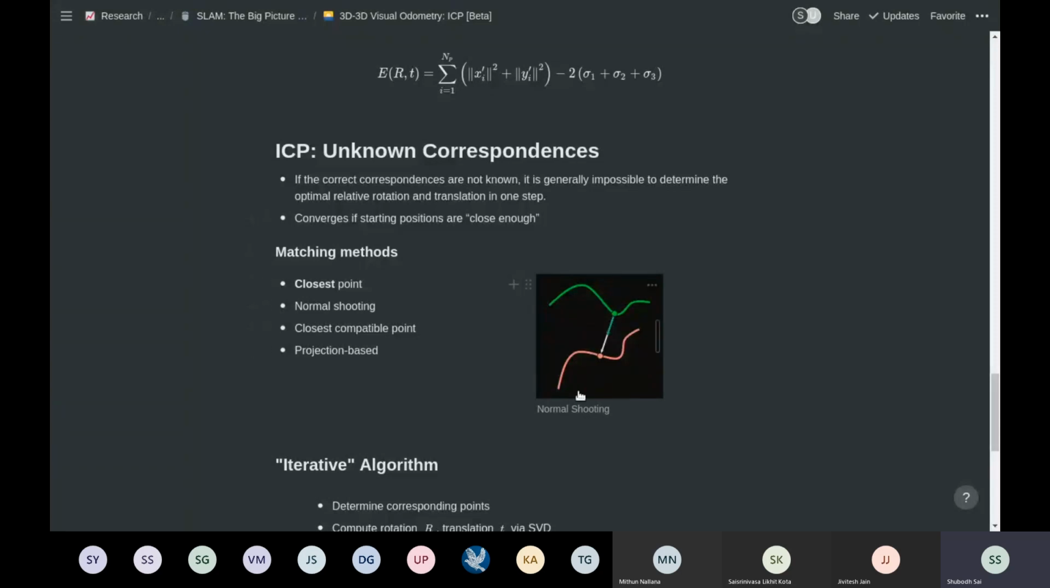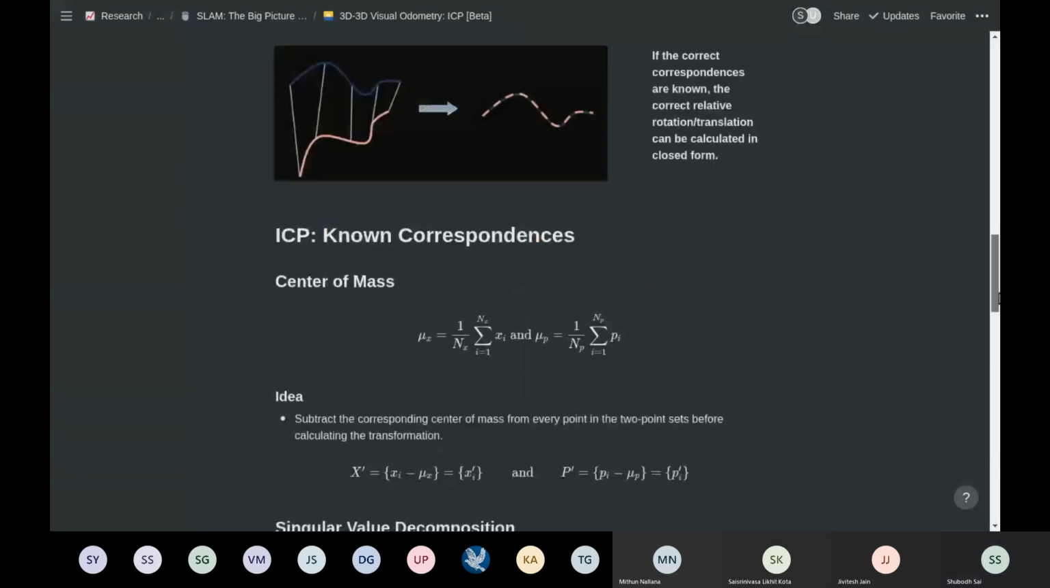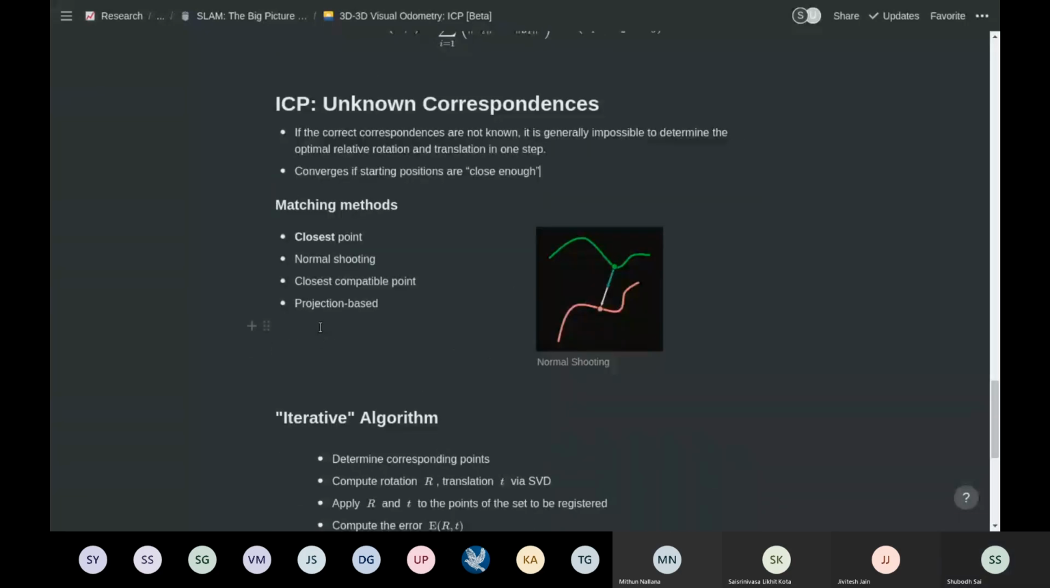The other way is normal shooting. You shoot a normal, and wherever it intersects this point cloud or this curve, that is my corresponding point. And you have more methods, like closest compatible point, prediction based. There's a lot of work done on ICP. The moment you have 3D data, you can apply ICP and find out where you're moving. It's iterative, and that's where it gets its name from, iterative closest point.